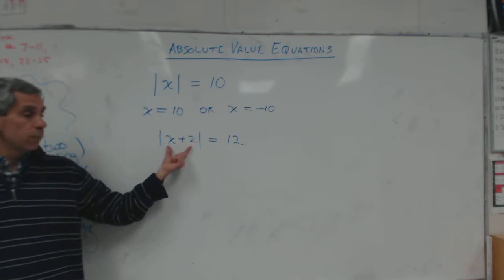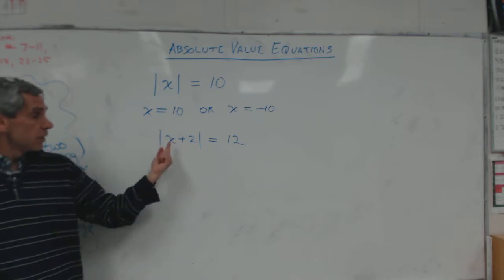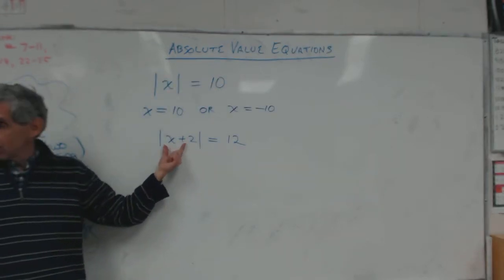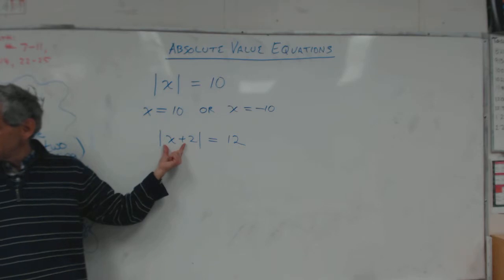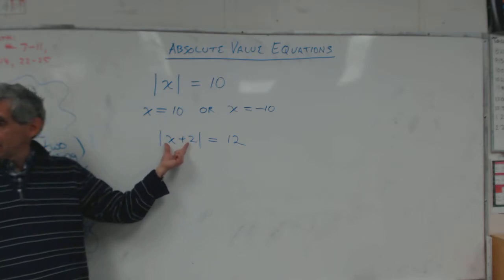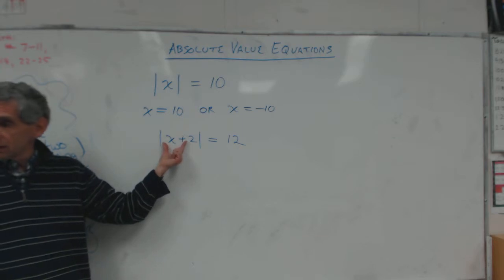x plus 2 could equal positive 12. Okay, and then the absolute value of positive 12 would be 12. Or x plus 2 could equal negative 12, right? Does that make sense? This value here could also be negative 12, right?